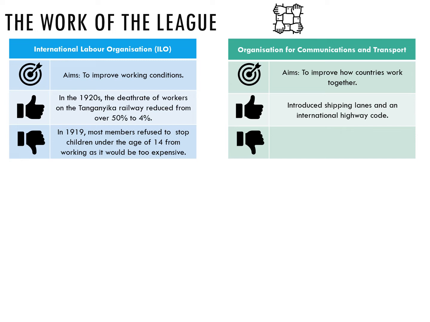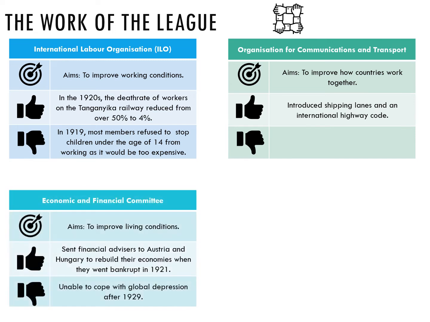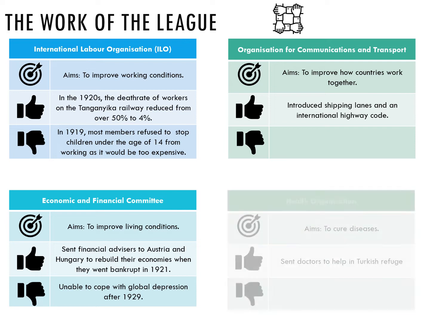The Organisation for Communication and Transport were aiming to improve how countries work together, and they were able to introduce shipping lanes and an international highway code. The Economic and Financial Committee wanted to improve living conditions, and they sent financial advisors to Austria and Hungary to rebuild the economies when they went bankrupt in 1921. However, they could not cope with the global depression that occurred in 1929.